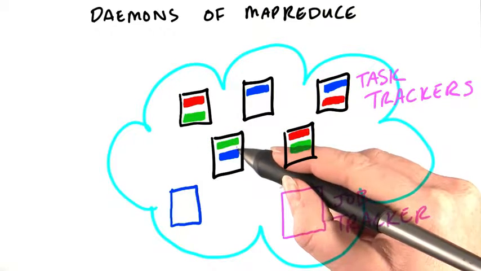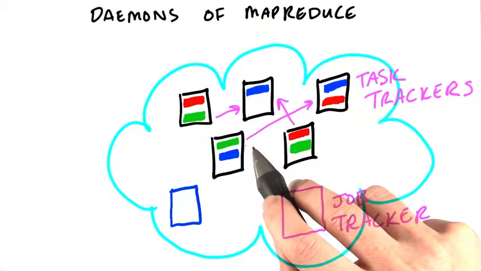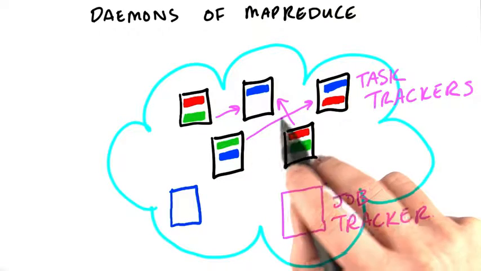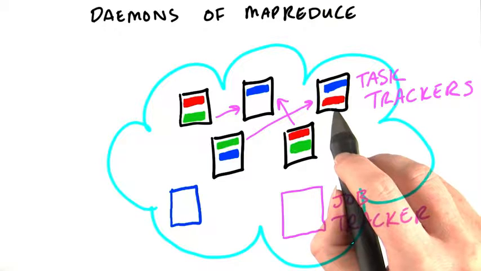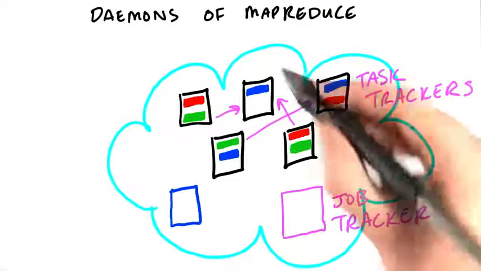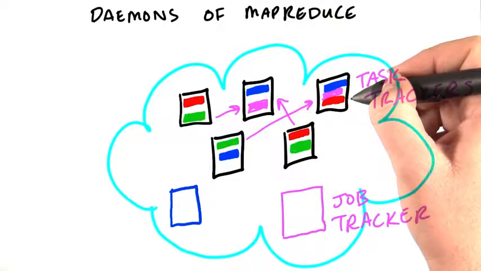So the mappers will read their input data, they'll produce intermediate data, which the Hadoop framework will pass to the reducers. Remember, that's the shuffle and sort. Then the reducers process that data and write their final output back to HDFS. So let's have Ian run a job on our cluster.